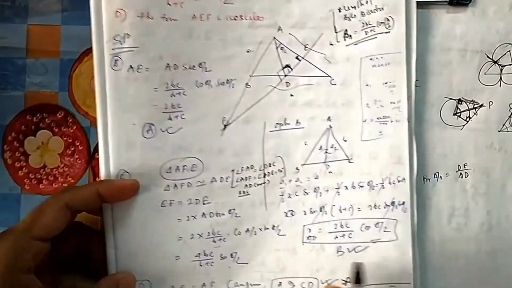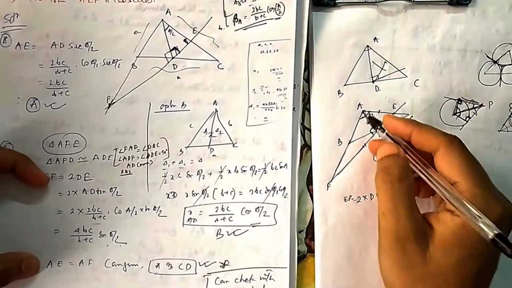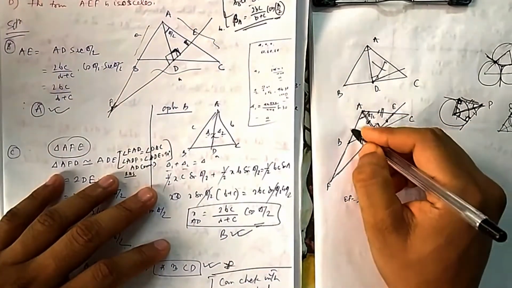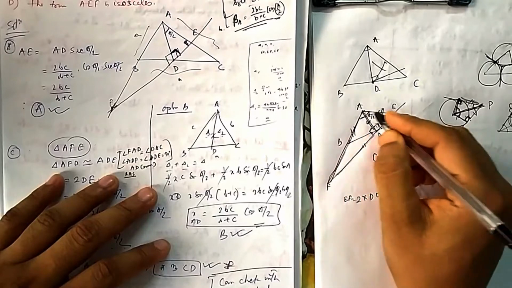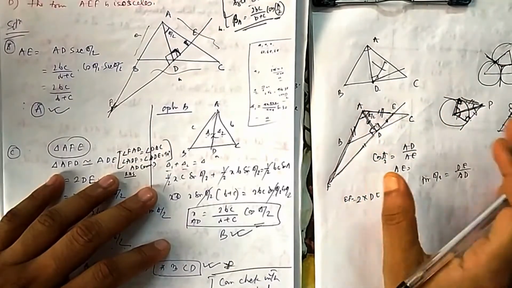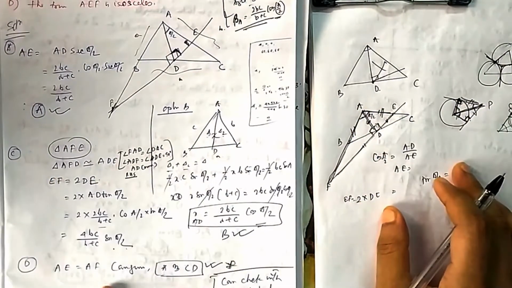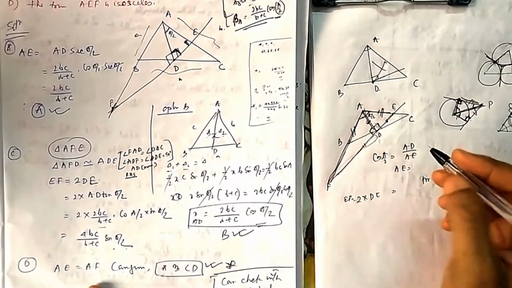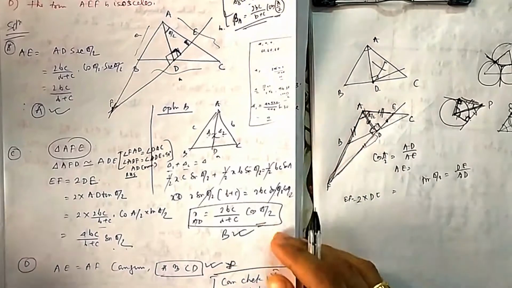Then I have to go for D. AEF is an isosceles triangle. Obviously it is isosceles. Why? Because it was congruent. So this side is also equal to this side. This length should be equal to this length. If my drawing was perfect, then it should have been correct. So AE should be equal to AF because this triangle and this triangle they are congruent. So D is also correct.